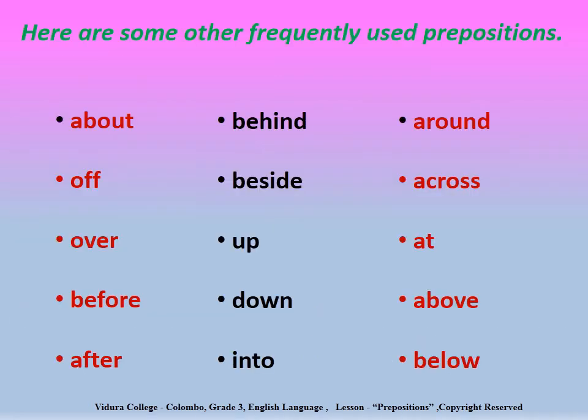Now children, let's see some more prepositions which are frequently used. About. Think about it and let me know. Off. Thank you for getting me off the hook. Over. We came to a stream and jumped over. Before. She left before sunrise. After. He came after me. Behind. The boy peered behind his mother. Beside. Tarindu and Nemit sit beside each other.